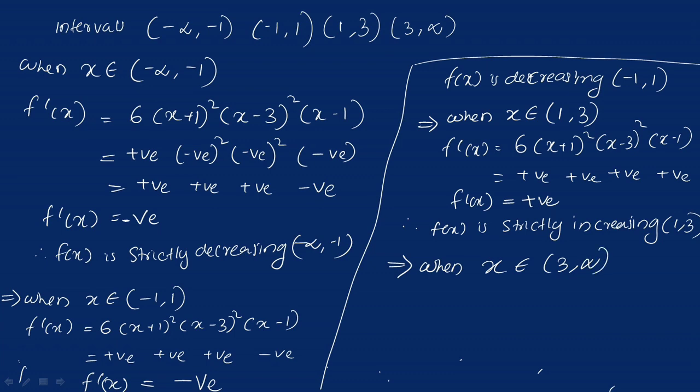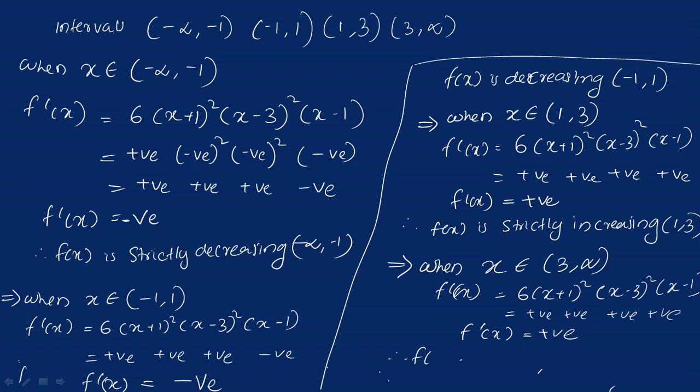Similarly, the last, when x belongs to the interval 3 to ∞, we will be having f'(x), that is 6(x + 1)²(x − 3)²(x − 1). So all the quantities become positive and f'(x) finally becomes positive. So we can write f(x) is strictly increasing in the interval 3 to ∞.